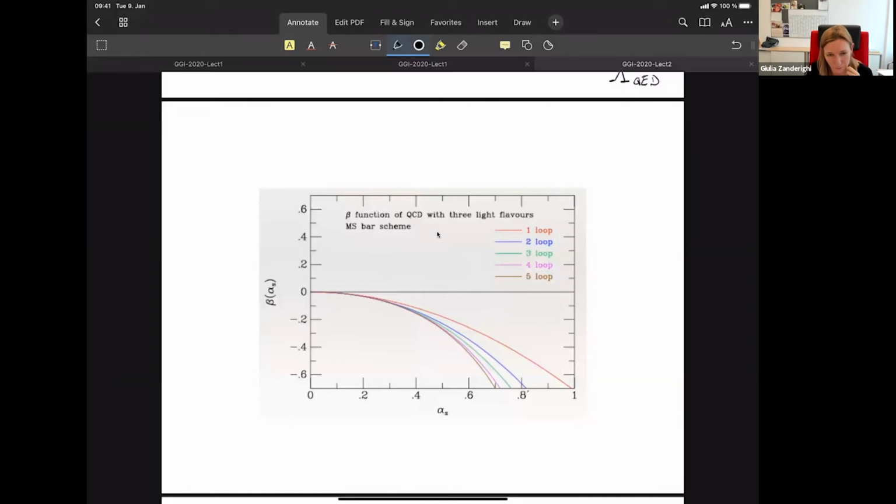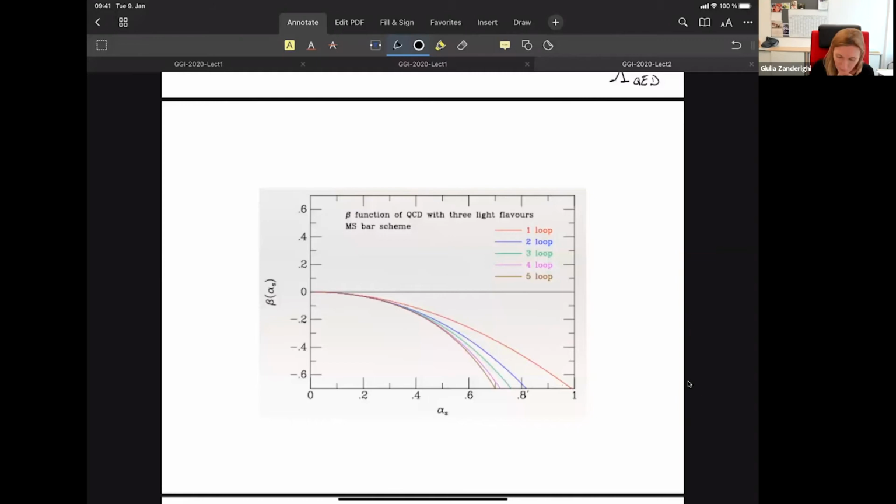But you see this really beautiful convergence. So you see that the jump from red to blue is relatively large, but then this jump becomes smaller and smaller when you go to higher orders. Okay.